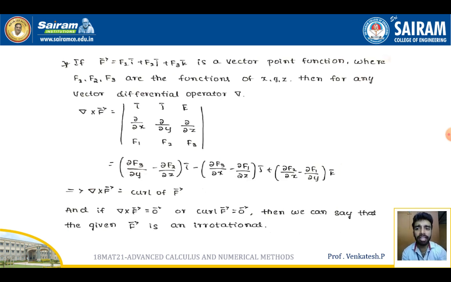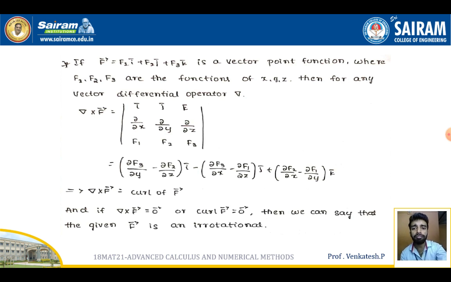So I'm taking the same vector again, that is f is equal to f1 i cap plus f2 j cap plus f3 k cap, a vector point function where f1, f2, f3 are functions of x, y, z. Then for the vector differential operator del, the del cross f we can call curl f also. It is given by a determinant of i, j, k, dou x, dou y, dou z, with f1, f2, f3.